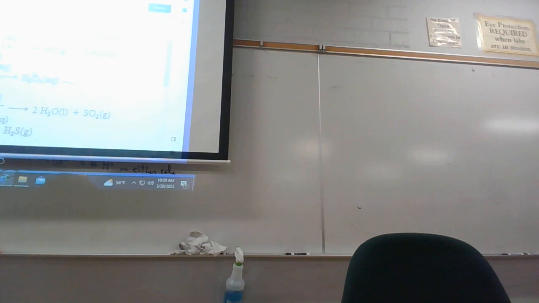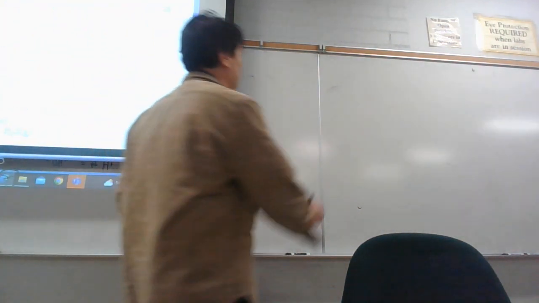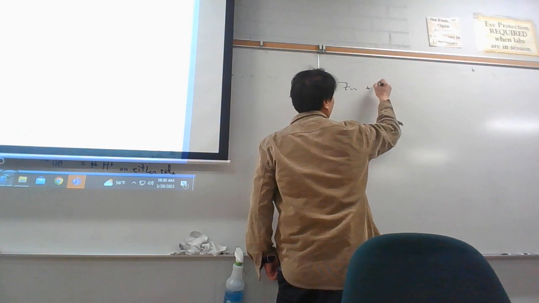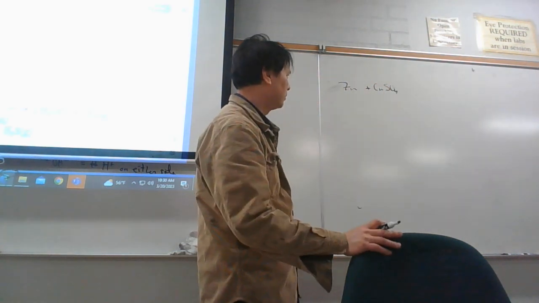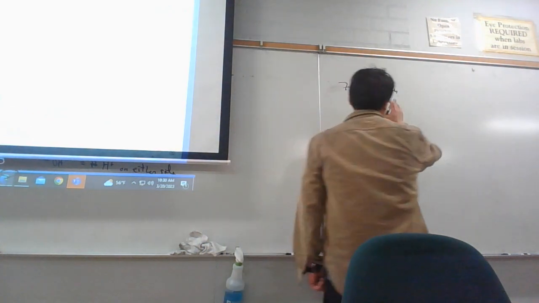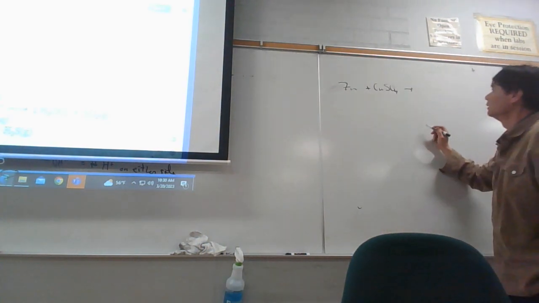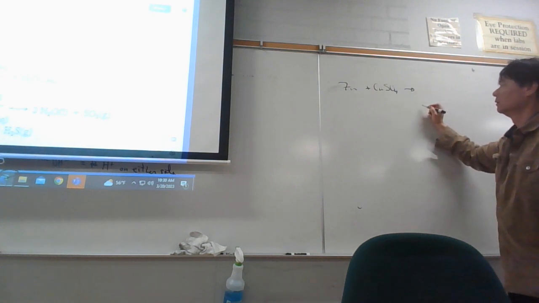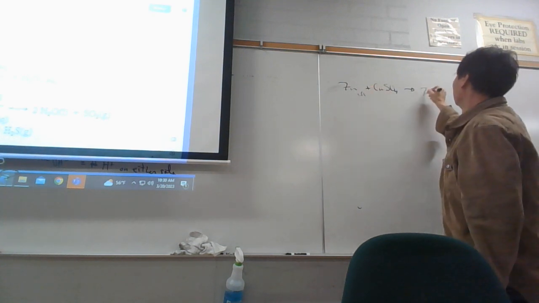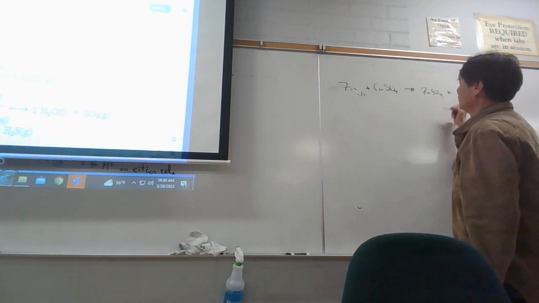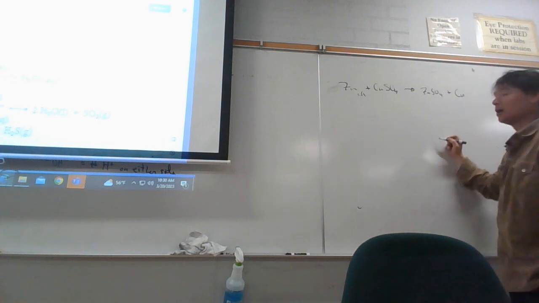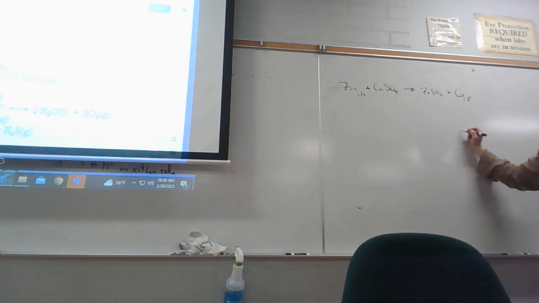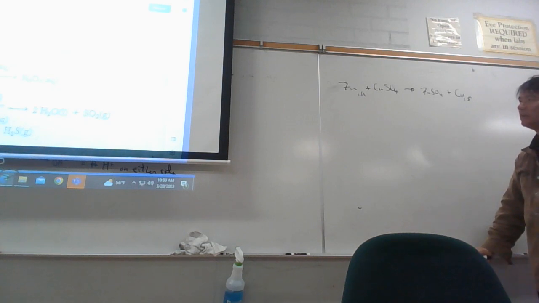Zinc is not a problem. Zinc plus copper 2 sulfate. Sulfates are all soluble except for silver, lead, mercury, calcium, strontium, barium. So this is going to be soluble. What forms here? Zinc sulfate plus copper. Yeah, zinc sulfate plus copper solid. A plus BX yields AX plus B. B is going to be elemental.